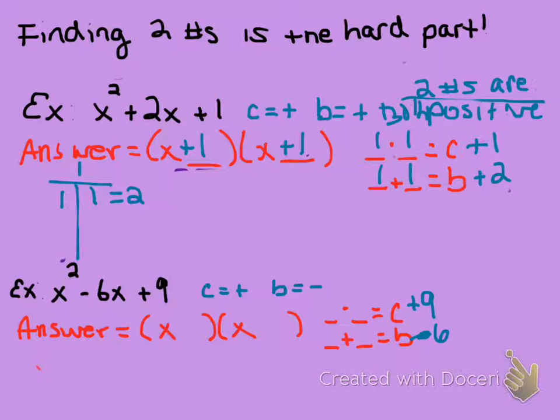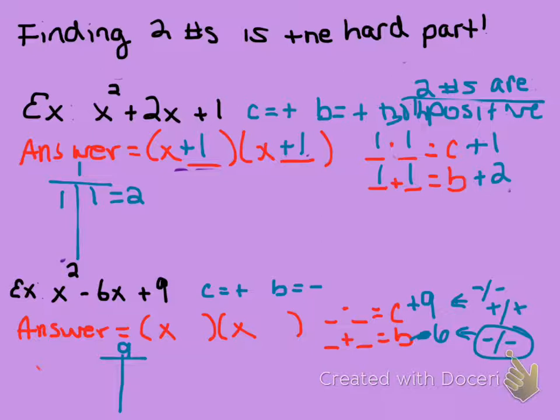The only way that we can get a positive number when we're multiplying is that either both numbers have to be negative or both numbers have to be positive. Well, if they're going to add up to give us a negative number, that means that they can't both be positive, so they both have to be negative. So we are looking for two negative numbers that multiply to give us 9.